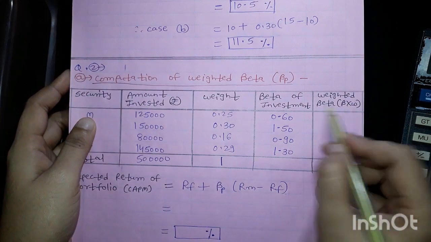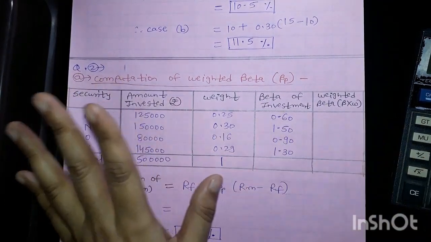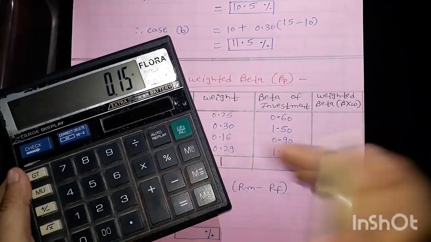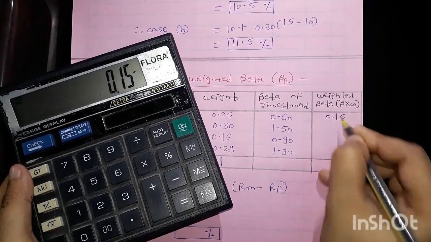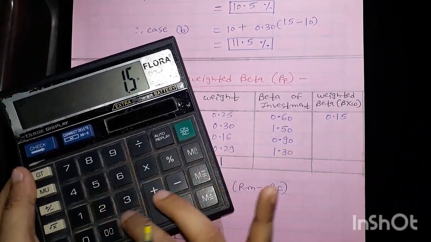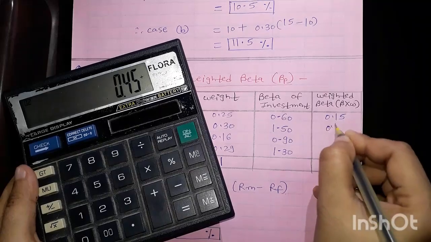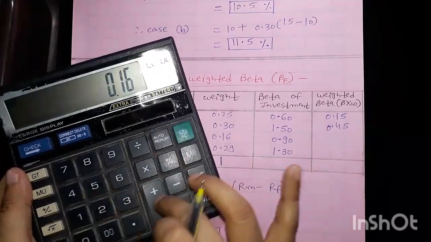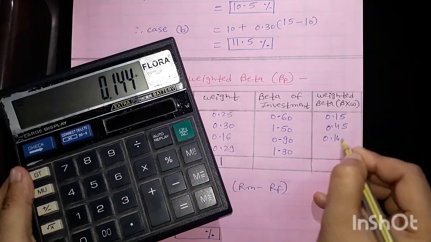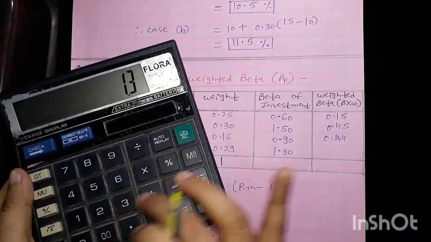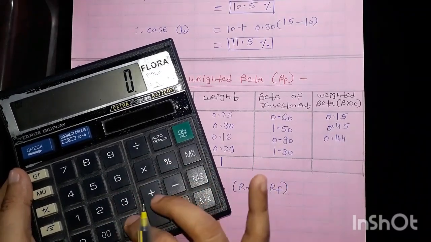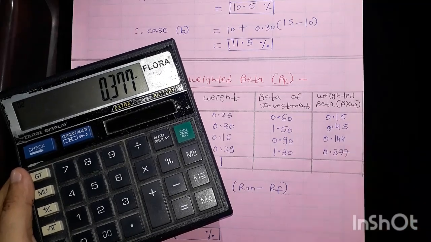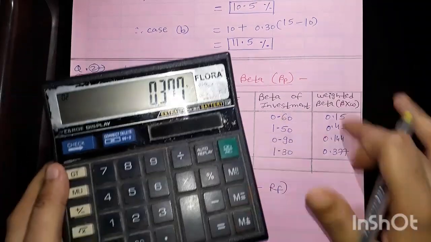Okay, so beta multiplied by weight करना है, beta multiplied by weight करना है. Okay, so beta is 0.6 multiplied by weight is 0.25. Okay, we are getting 0.15 as a beta. After that 1.5 multiplied by 0.3, we are getting 0.45 as a beta. After that 0.9 multiplied by 0.16, 0.144. After that 1.3 multiplied by 0.29, we are getting 0.377.